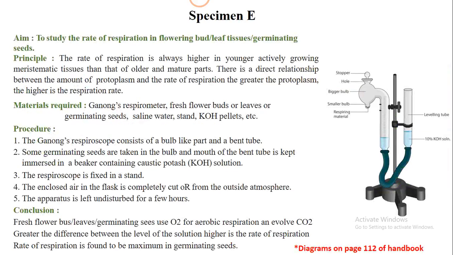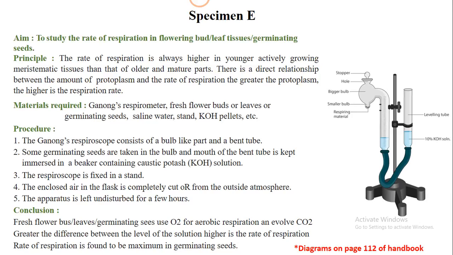Now in this session, we are starting with spot E. In spot E, there is only one specimen, that is the experiment. This experiment has an aim. The aim of the experiment is to study the rate of respiration in flowering buds, leaf tissues or germinating seeds. Okay, this is the aim of the experiment. Let us see the principle of this experiment.